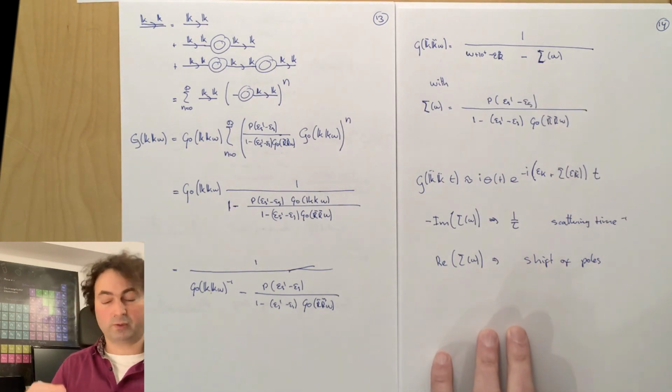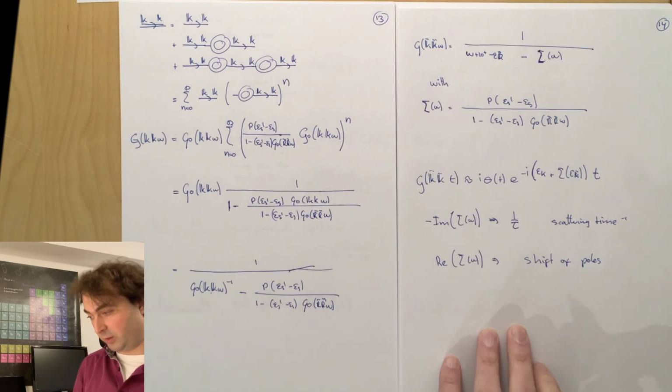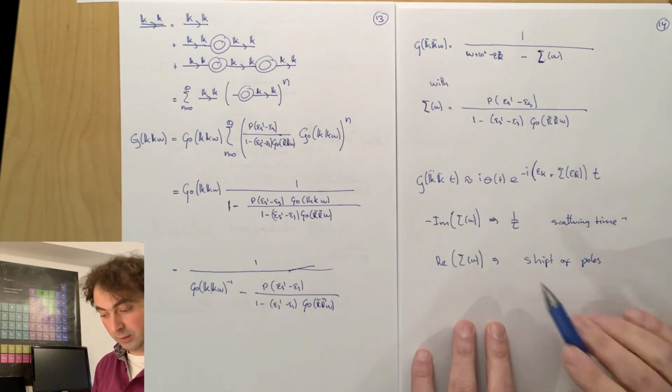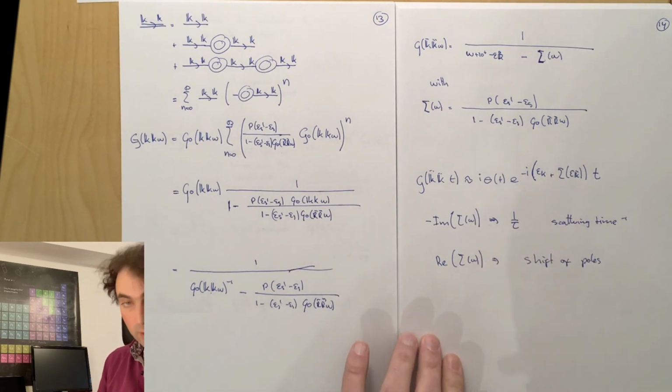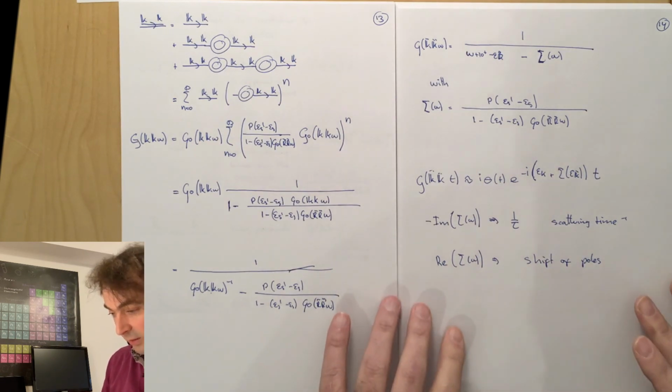So you always have to have some real part and some shift of poles whenever you start to include a self-energy and an imaginary part. So any particle that has a decay has a shift in energy that corresponds to that.